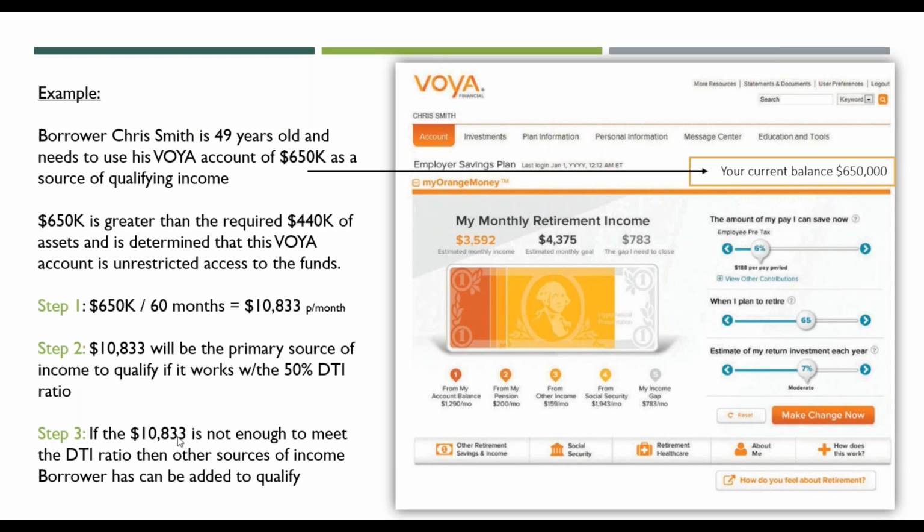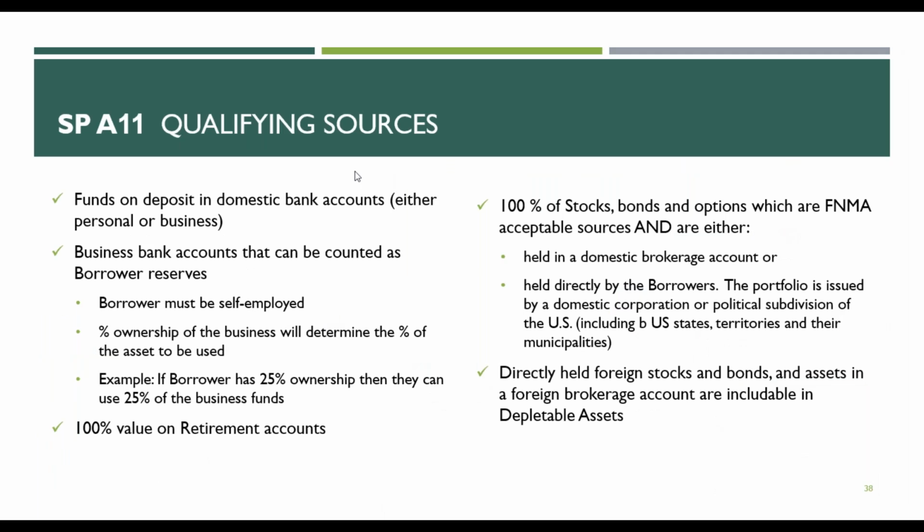Now, if that $10,833 is not enough, maybe you're at a 52 or a 53, we do allow you to use other sources of income to qualify to bring down that DTI. So if you do have, excuse me, Social Security, or you're working and you have W-2 or self-employment income, you can use it in addition, but you have to meet the 110% to use this account. You can't just add on a little bit, so you can't use this as a supplemental. You're going to use this as your main source of income and use the additional income to qualify. Hopefully that answers that.